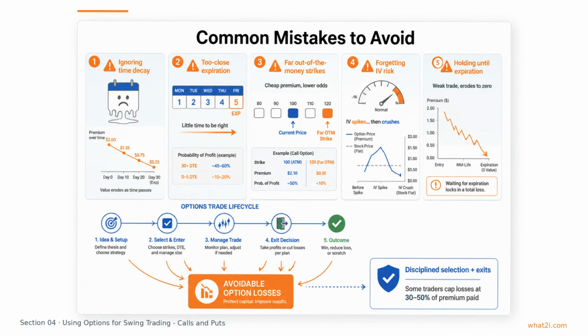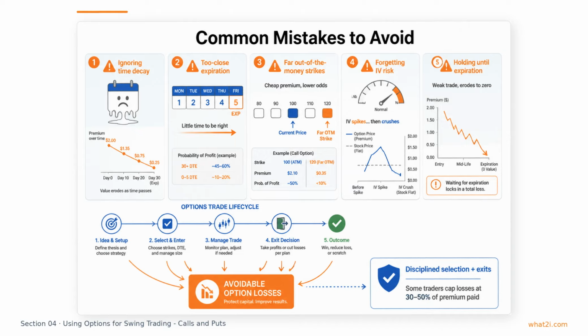Traders often ignore time decay, choose expiration dates that are too close, or buy strikes so far out of the money that the stock would need an unrealistic move. Others forget that implied volatility can fall and damage the contract even if the chart idea was fine. Another common mistake is holding weak trades all the way to expiration instead of exiting when the thesis no longer looks good. Because long options can lose value quickly, trade management matters a lot.